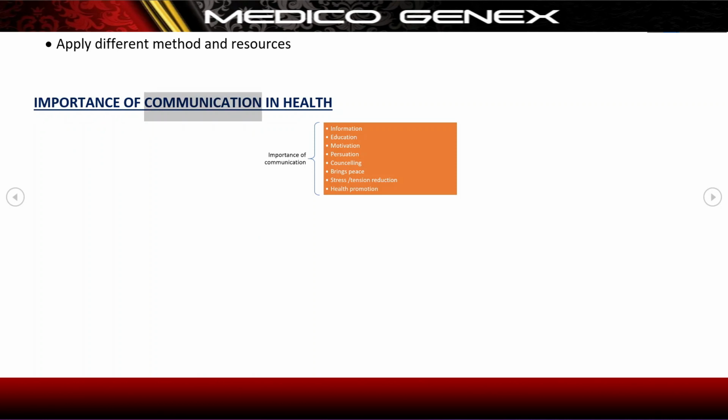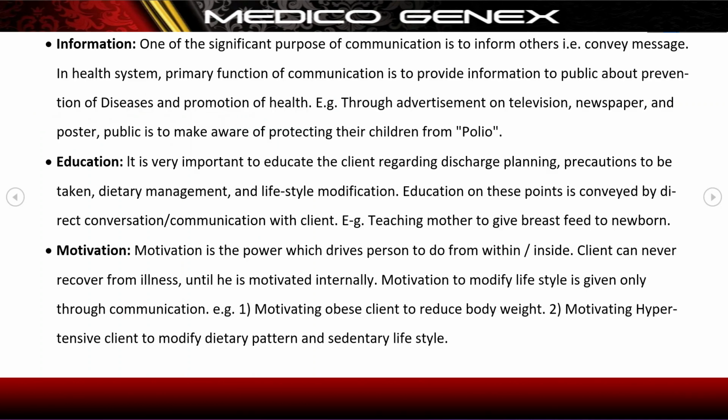Importance of communication in health. Information: one of the significant purposes of communication is to inform others, i.e., convey a message. In the health system, the primary function of communication is to provide information to the public about prevention of diseases and promotion of health. E.g., through advertisements on television, newspaper, and posters, the public is made aware of protecting their children from polio.